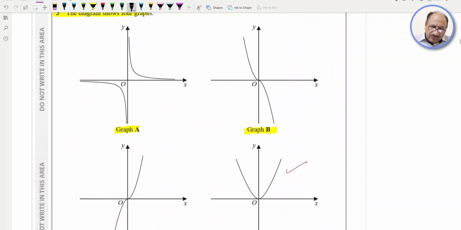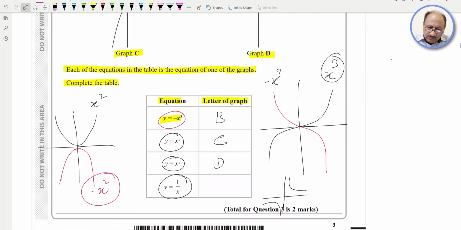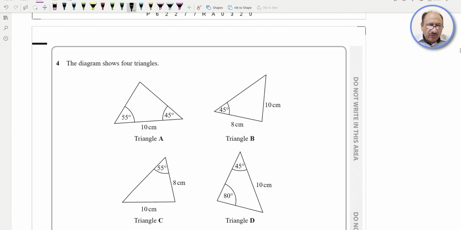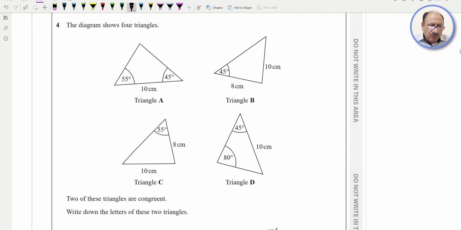So if we check this one, graph A is basically the reciprocal graph, so we can write letter A over here. Hopefully you understood this. I provided you the reason also. Now question number 4. Question number 4 says the diagram shows the 4 triangles.